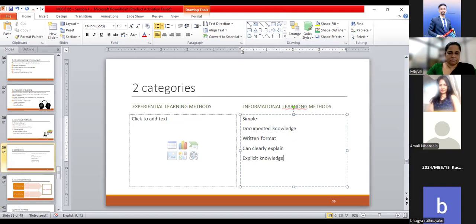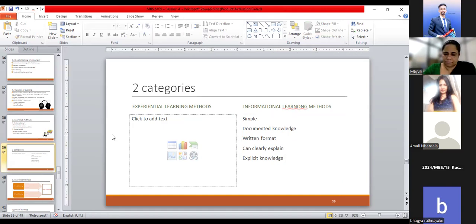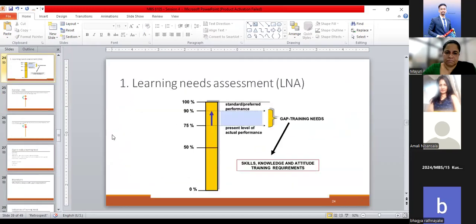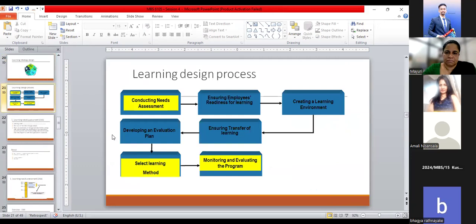Ma'am, what is the fourth one? It is, there are 7 processes: conducting needs assessment, and the second one readiness for learning, third one create learning environment, fourth one is transfer of learning, fifth one developing evaluation plan. I will do this one here by combining these two, right? All right, okay, ma'am. Okay, sorry.